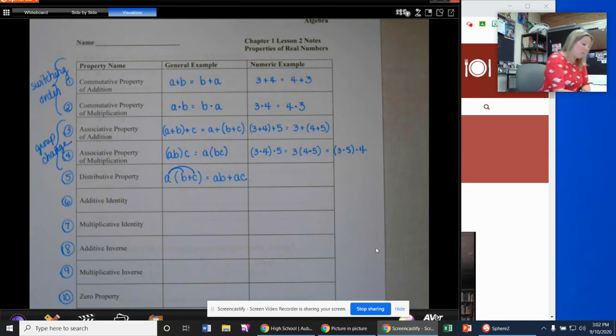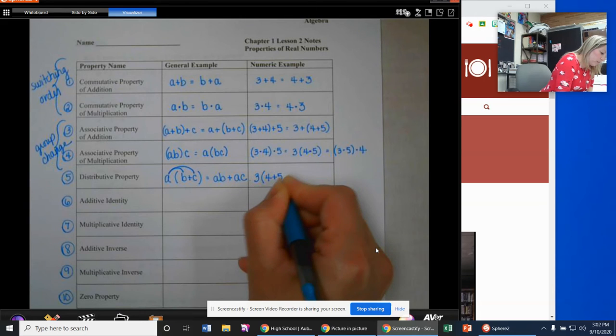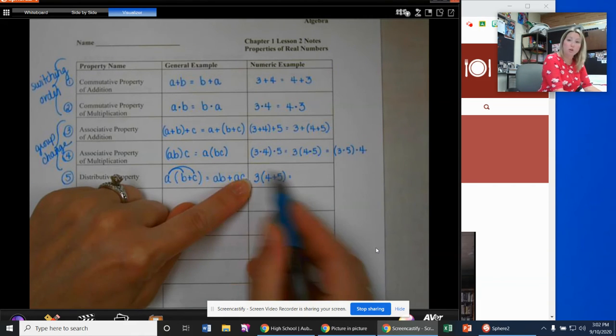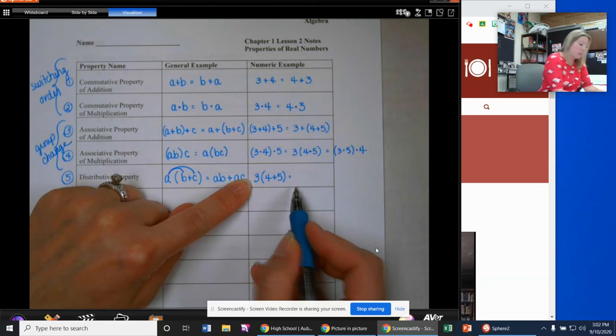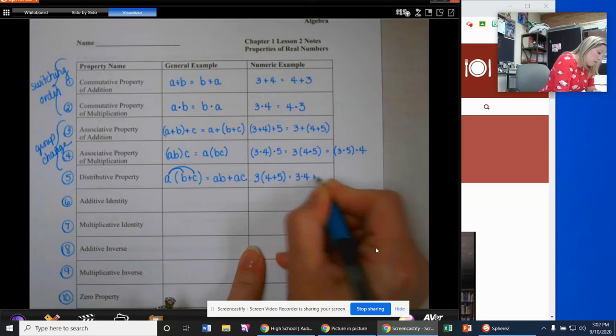So let's test that out. Again, we'll keep using 3, and then 4 plus 5 in parentheses, right? So let's see what we get. 4 plus 5 is 9, and 9 times 3 is 27. So by doing this order, I got 27. Let's try doing this order. 3 times 4 plus 3 times 5. Sorry, sometimes I write my 3s that way.